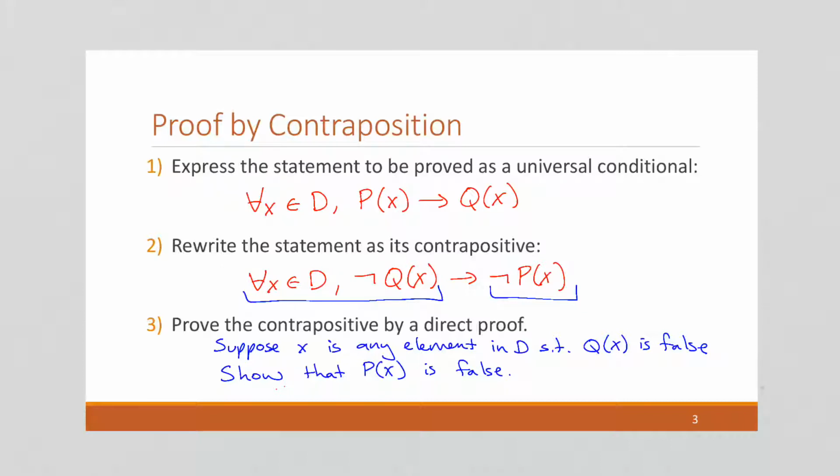So if you're comfortable with the direct proof, a proof by contraposition is pretty straightforward. All we do is we take the contraposition of the statement and then do a direct proof.